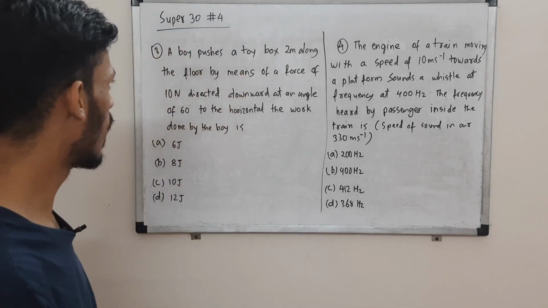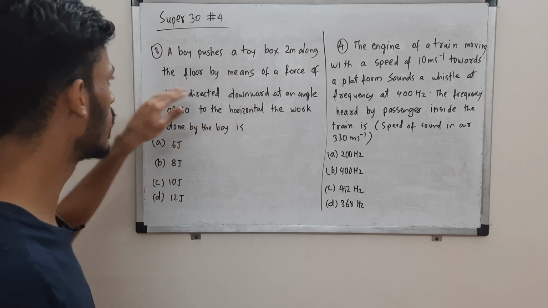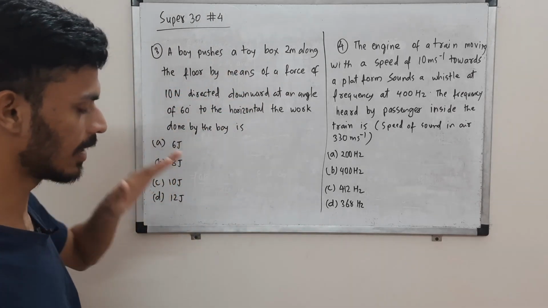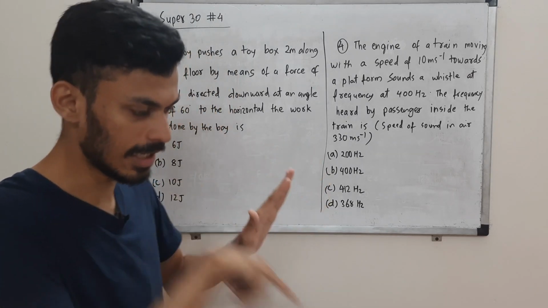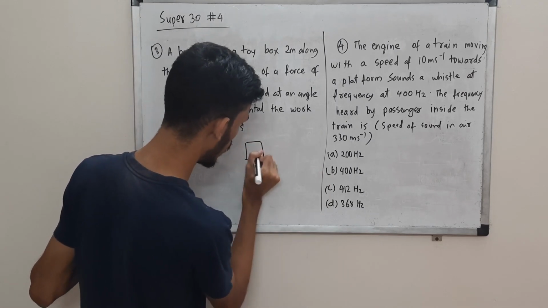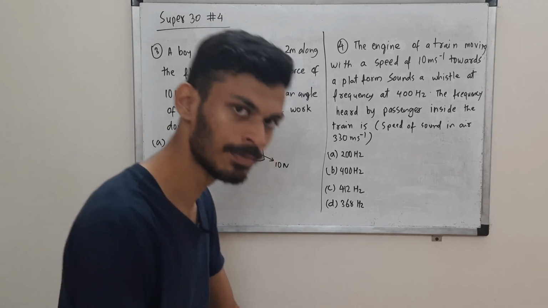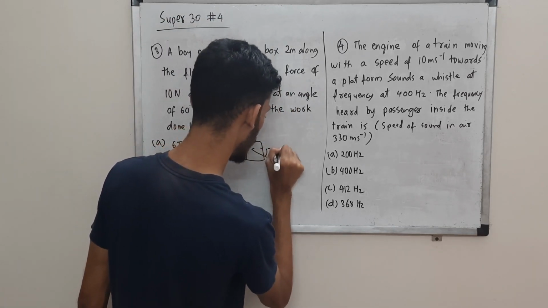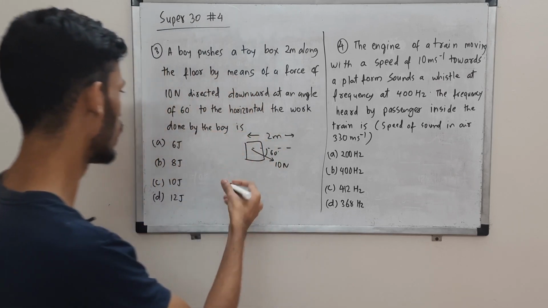In question 3, we have a boy who is pushing a toy box. He will push it up to a length of 2 meters on the floor by means of a force of 10 newtons, and this force is directed downwards. This force is making an angle of 60 degrees with the horizontal. I'll draw it for you. So here is the toy box, pushing this with a force of 10 newtons like this, making an angle with the horizontal of 60 degrees. He will push it up to a length of 2 meters. You are supposed to tell what is the work done.